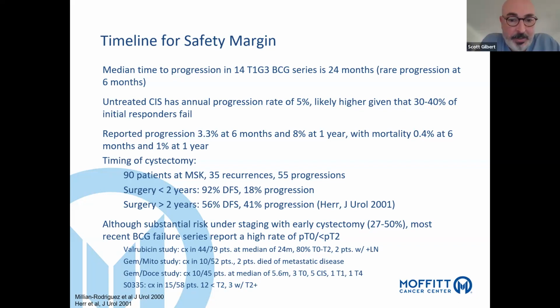And there's also some understaging that needs to be acknowledged. In all of these studies that are looking at second and third line therapies as salvage for BCG failures, there's a small number of patients who move on to cystectomy.